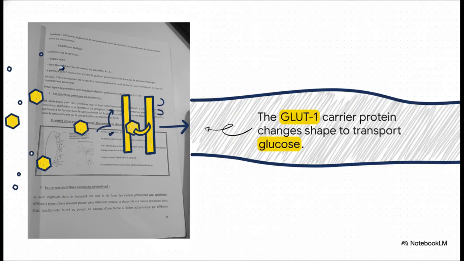Think of it like a custom-made revolving door that only fits glucose. It sees a glucose molecule, grabs onto it, and then it physically changes its own shape to shuttle that molecule across the membrane and into the cell. It's absolutely essential for feeding our cells, especially our brain.